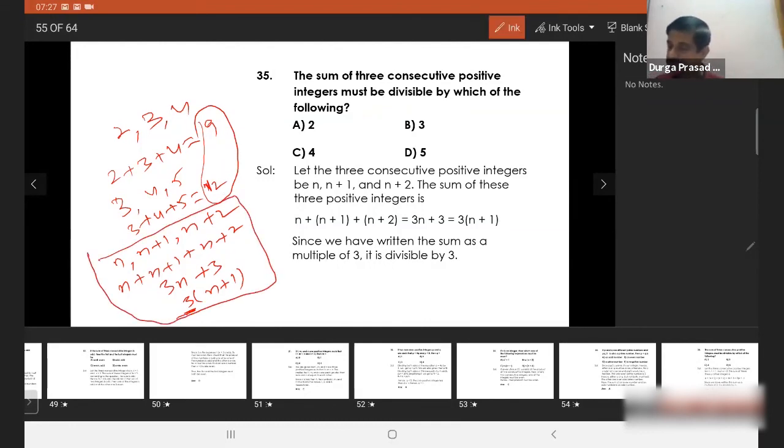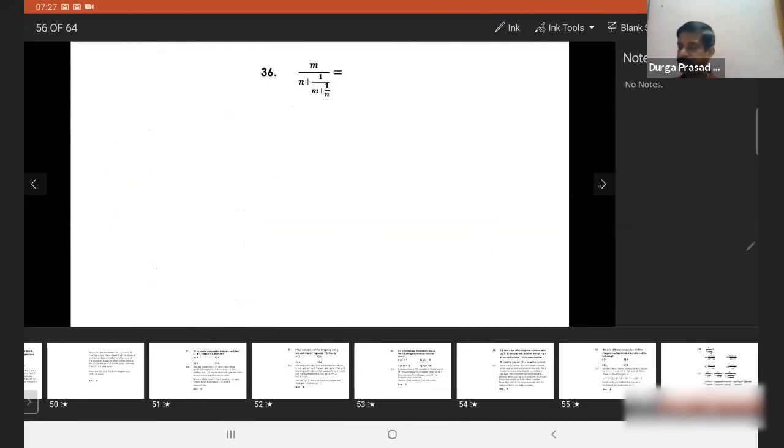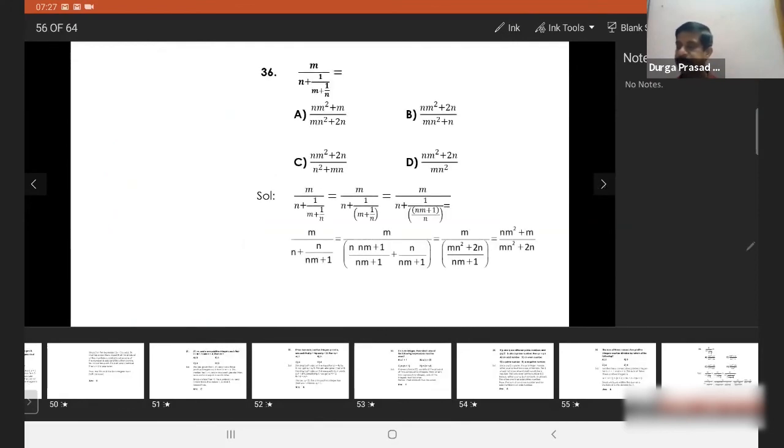Okay. So now look at this option B. Please note it fast. Quick. So let us go to the next question. Yeah. So look at this question. A lot of simplification is involved.